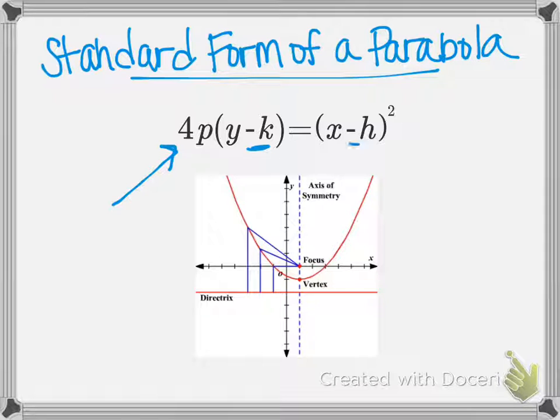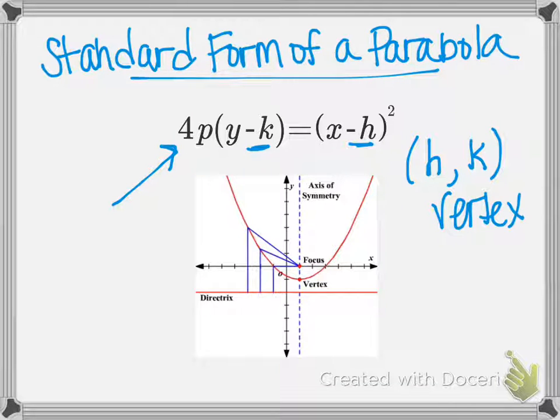Because we have this h and k being subtracted in the equation, when we put that together, both of their signs will change, and this will actually give us our vertex. Okay, so if you take a look at the picture, you can see the vertex is where you would expect it to be. It's right at the turning point of the parabola with the axis of symmetry cutting right through it.